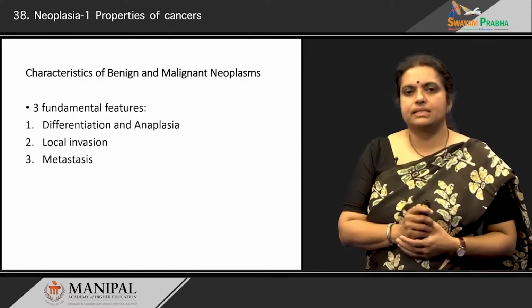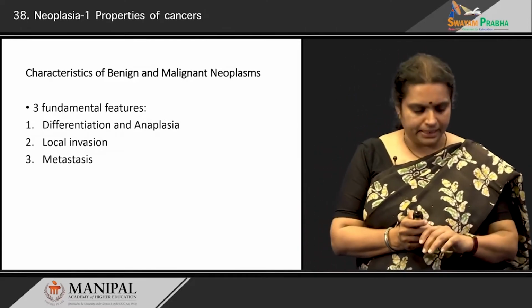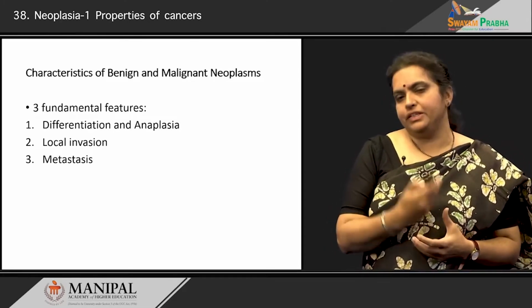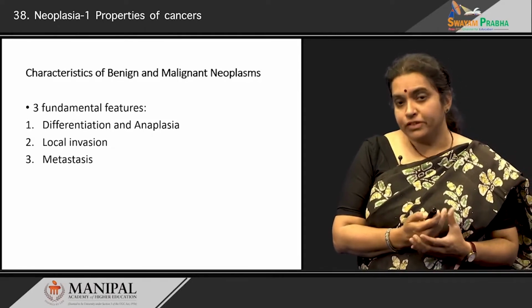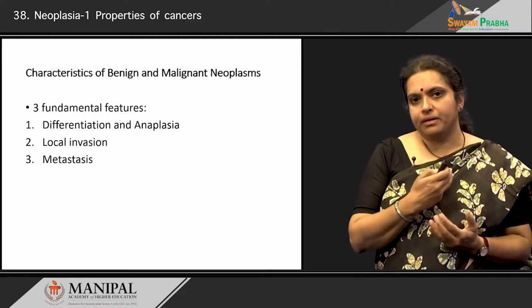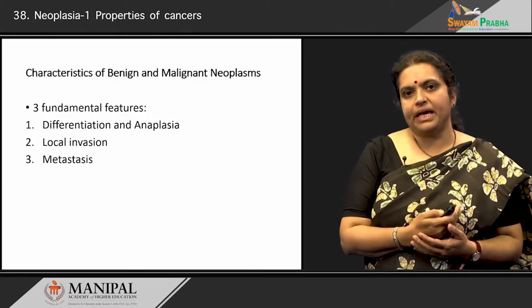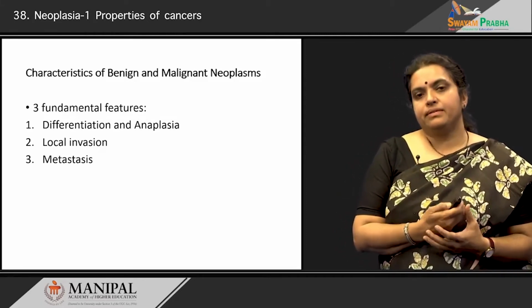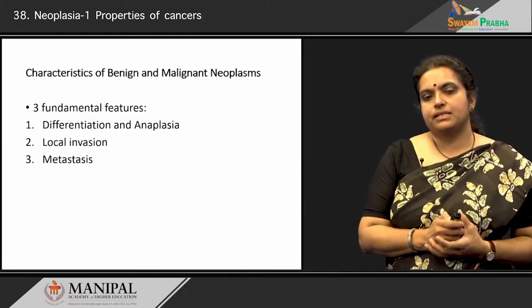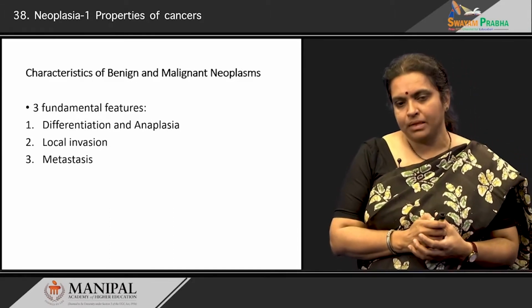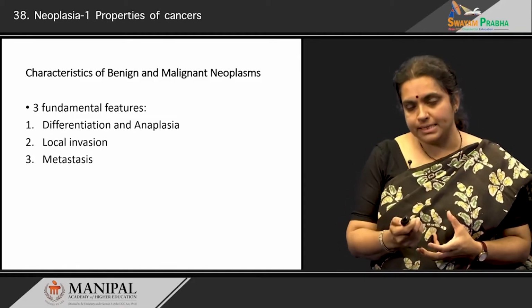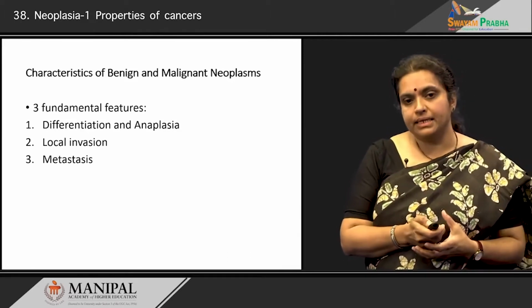Right. So, having discussed the nomenclature of benign and malignant neoplasms, we will now briefly go into the fundamental features that distinguish benign and malignant neoplasms. What are the key features that make benign and malignant neoplasms behave the way they do? Now, there are three fundamental features that distinguish benign and malignant neoplasms. The first is differentiation and anaplasia. Now, we will go into each of these. First, let me list all the three: differentiation and anaplasia, local invasion, and lastly metastasis.